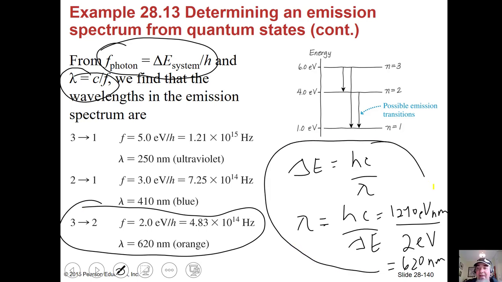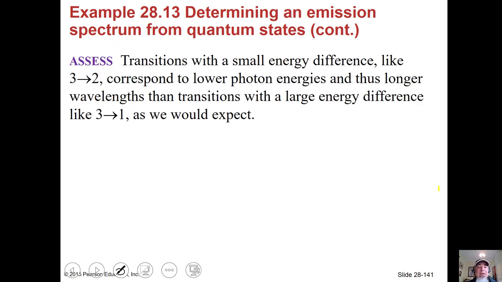My little method here, you don't have to keep multiplying. You don't have to keep worrying about h and c, multiplying them together. If we want the wavelength anyway, why not just do it like this? It saves the time of getting the frequency, and then once you have the frequency, calculating the wavelength. So this takes out that middle step. Okay, good, and you could do it in your head. Okay, great. So transitions with small energy difference correspond to lower energies, larger wavelengths, and bigger transitions give you a higher frequency, lower wavelength.